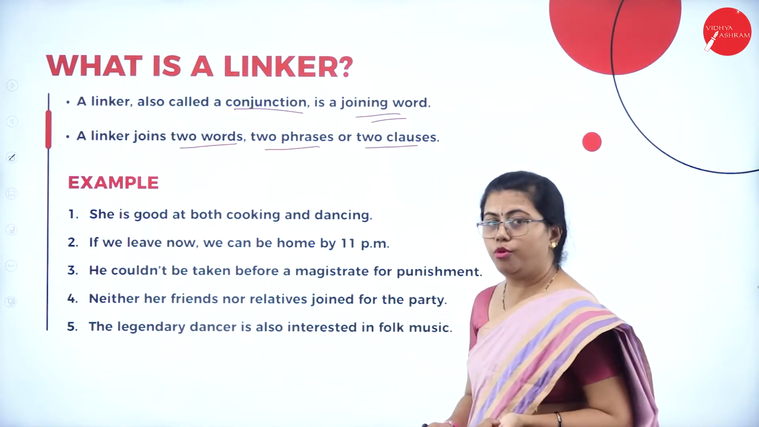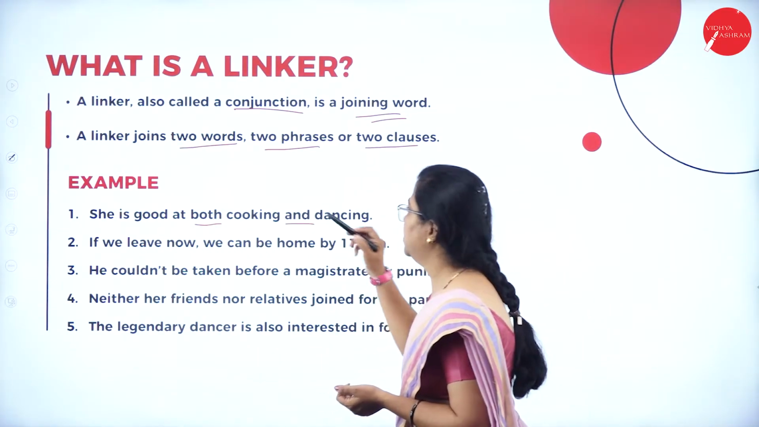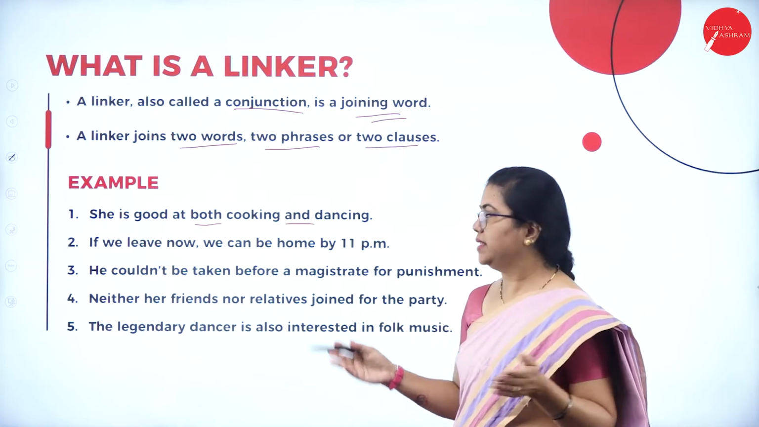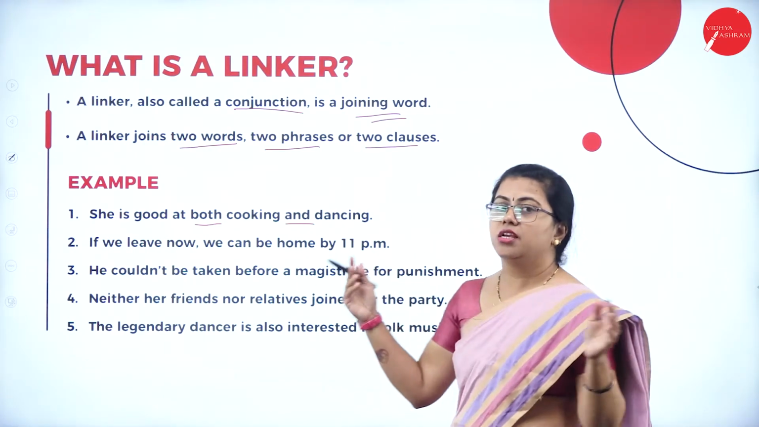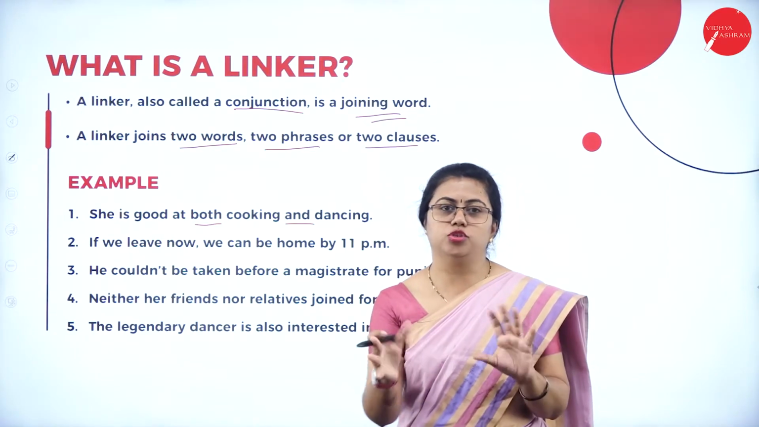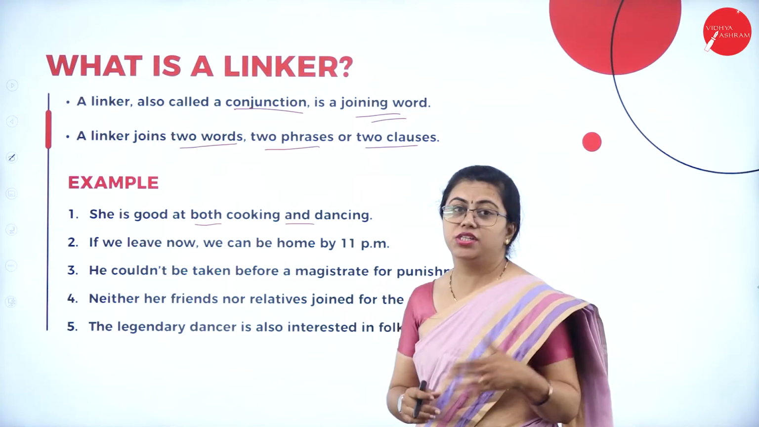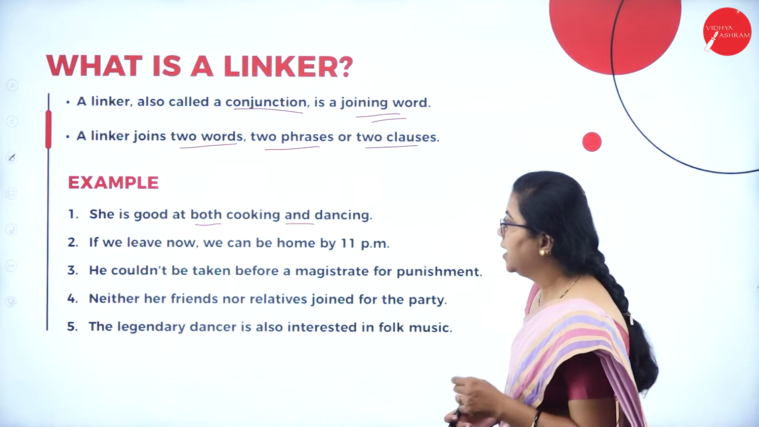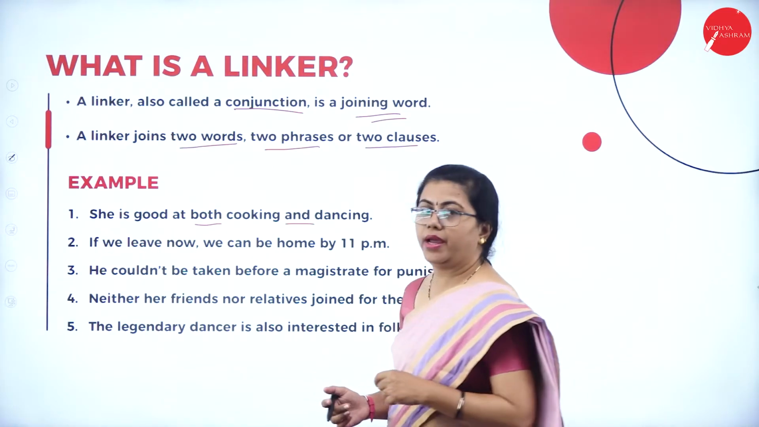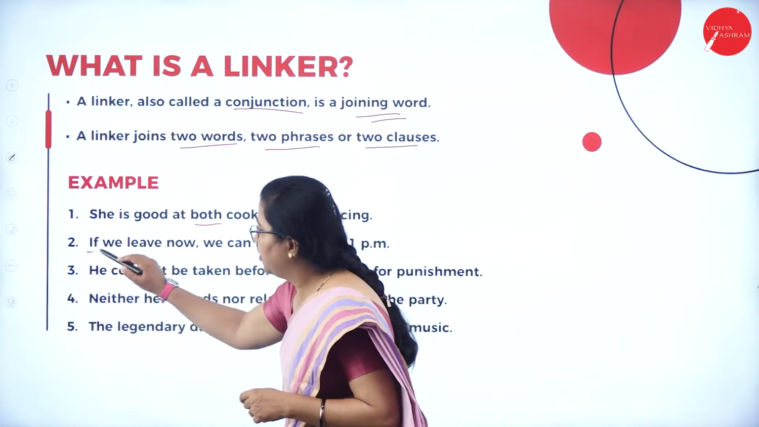She is good at both cooking and dancing. If I am joining two sentences, she is good at cooking, she is good at dancing, these are the two sentences I am going to join, and they come up as: she is good at both cooking and dancing. If we leave now, we can be home by 11 p.m. So, if is the conjunction.